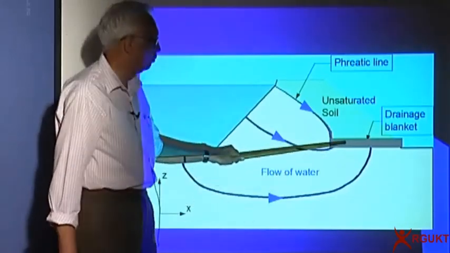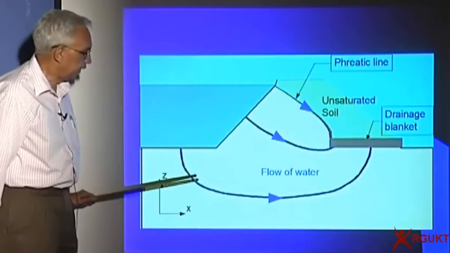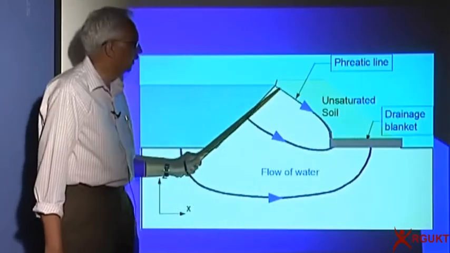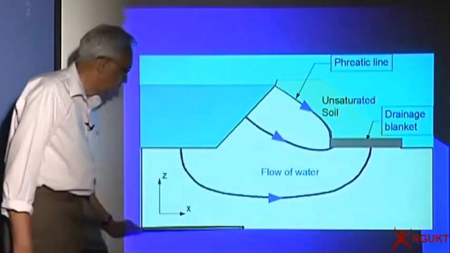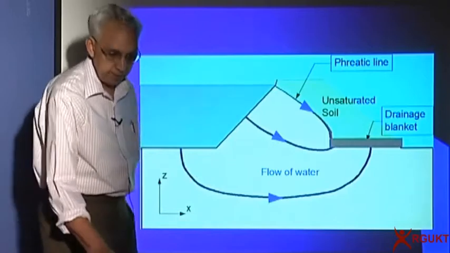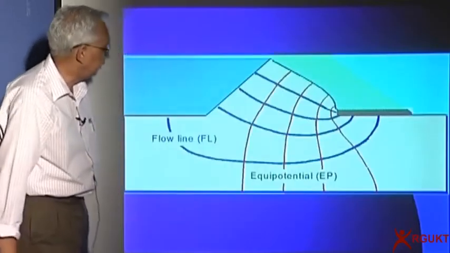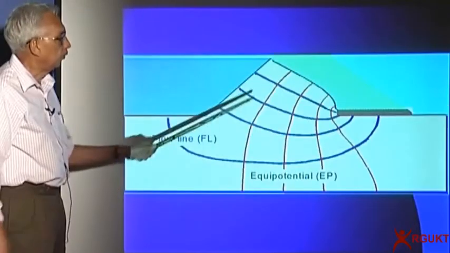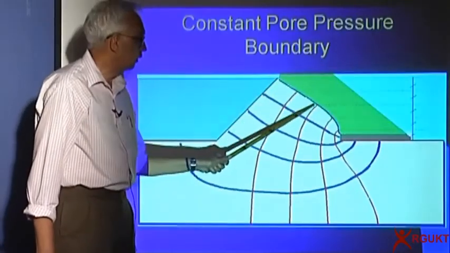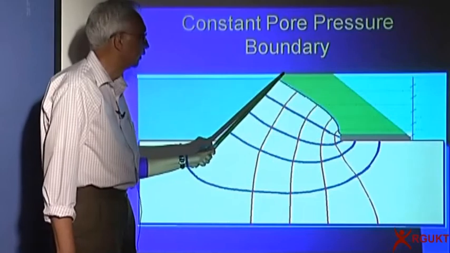So this is a drainage blanket, and if the flow is taking place through the foundation also, we can combine the two and then say this is the phreatic surface, this is confined, so we can have the flow net for the two cases. And here is the flow net for flow through the embankment and through the dam. Please remember, this is our phreatic surface.